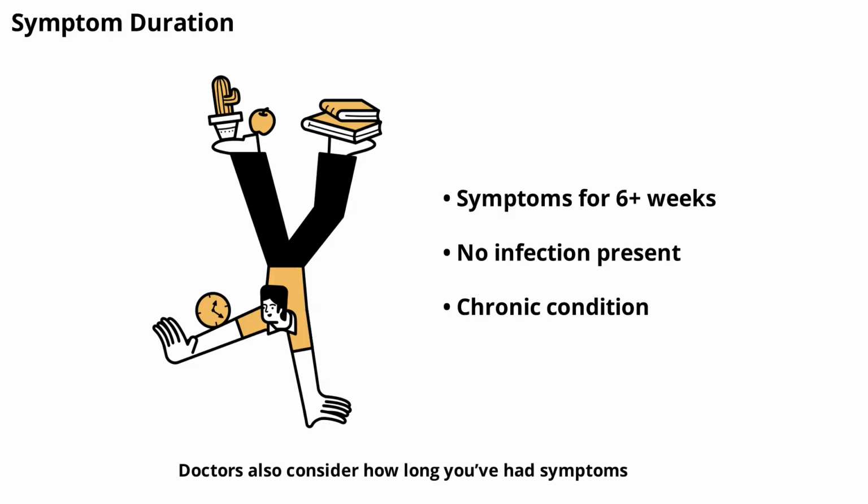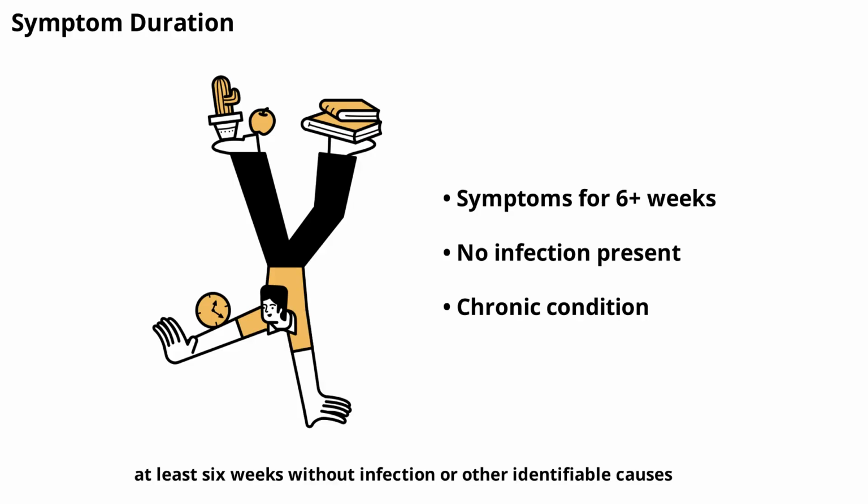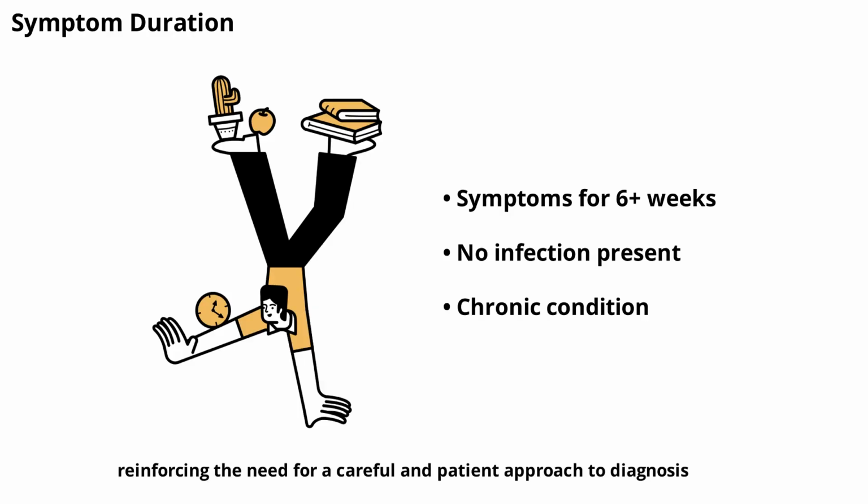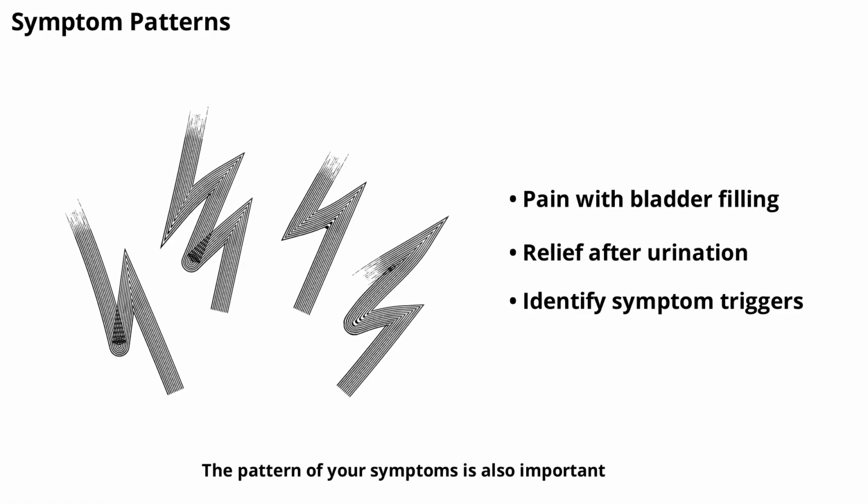Doctors also consider how long you've had symptoms. IC is typically diagnosed only if symptoms have persisted for at least 6 weeks without infection or other identifiable causes. This timeframe helps distinguish IC from temporary bladder irritation or acute infections, reinforcing the need for a careful and patient approach to diagnosis.